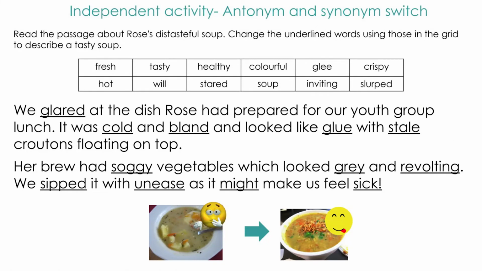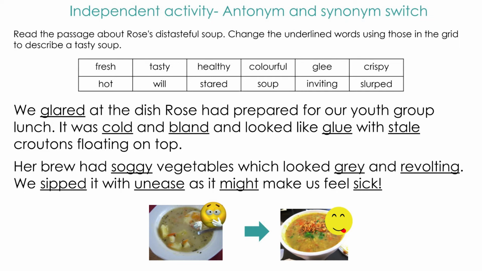On your screen, you will see a bit of a story. There's a reading passage there. They're all words you should be able to sound out and read. There's nothing in there we haven't learnt before. But we've got a story there about a girl called Rose, or a lady called Rose, and she's made a distasteful soup. She's made a soup that's not very yummy. And in the story are a whole lot of words that are underlined. And we want you to use the words in the boxes to change the underlined words to make the story about Rose's soup from being yucky, distasteful soup to being yummy, tasty soup.